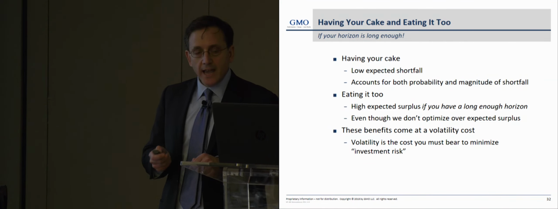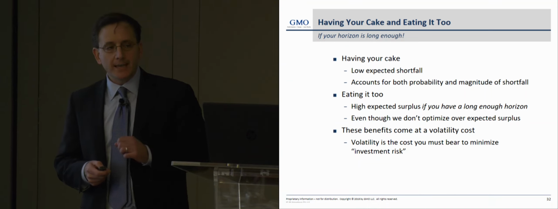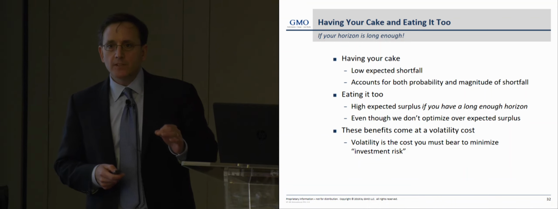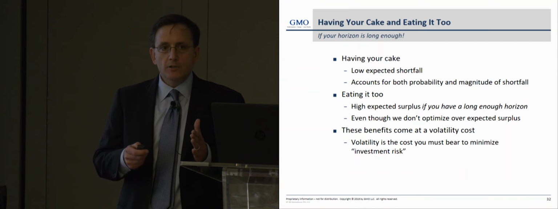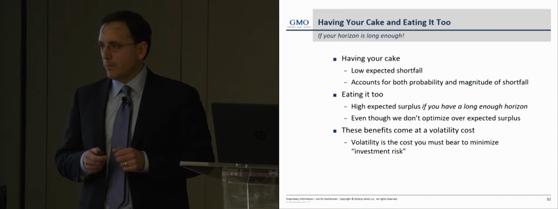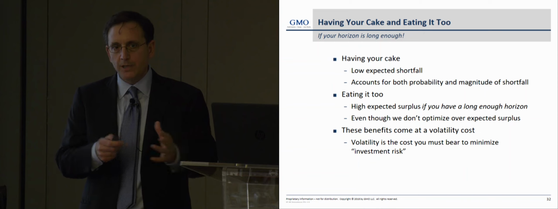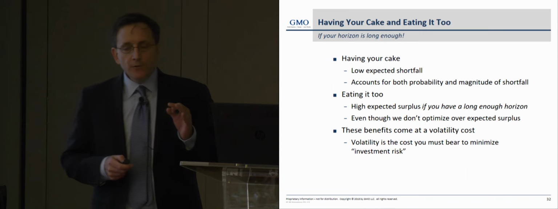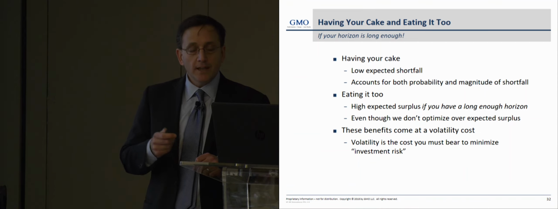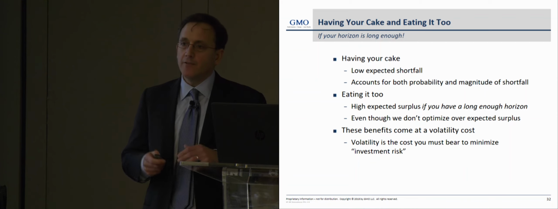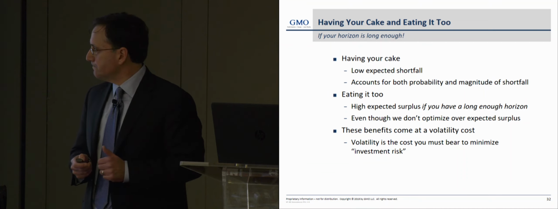So to summarize, you can have your cake, which is lower expected shortfall. This accounts for both the probability and the magnitude of shortfall. And the reason I emphasize this point is that it's especially true in the retirement problem. A lot of retirement providers will optimize to minimize the probability of shortfall. But magnitude also matters, and this framework allows you to account for both the probability and the magnitude. If your horizon is long enough, not only can you have your cake, but you can eat it too. Now that comes at a cost, and that cost is higher volatility, which we think you should be willing to pay based on your investment horizon.